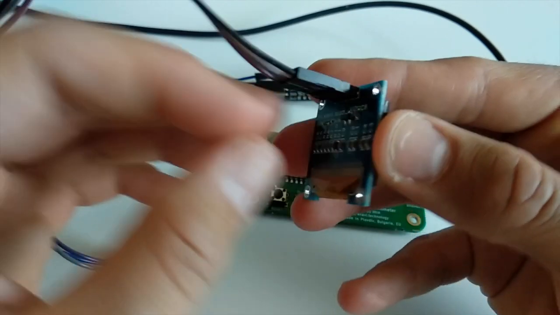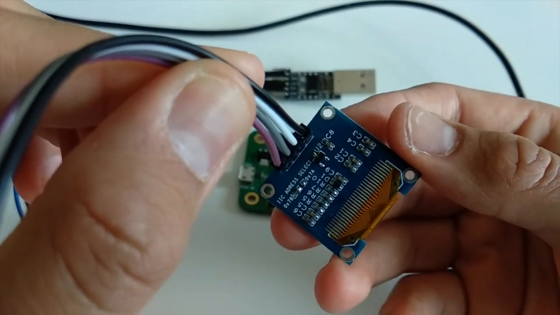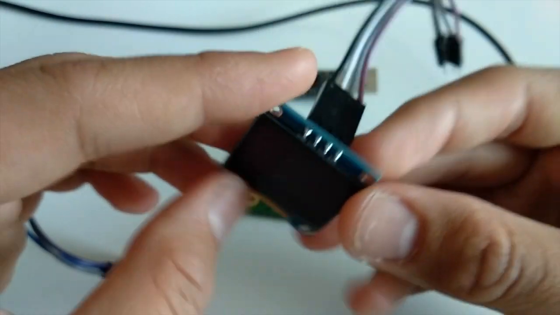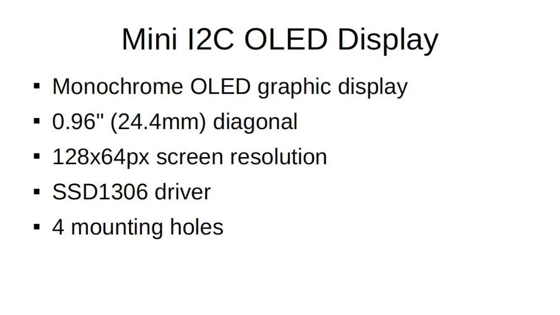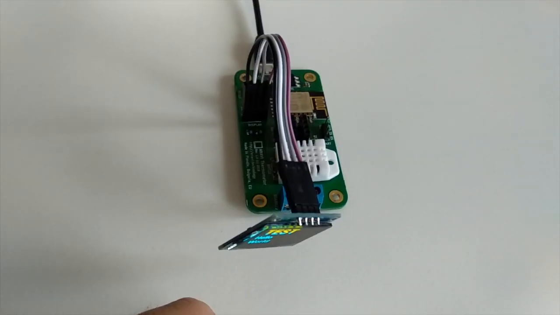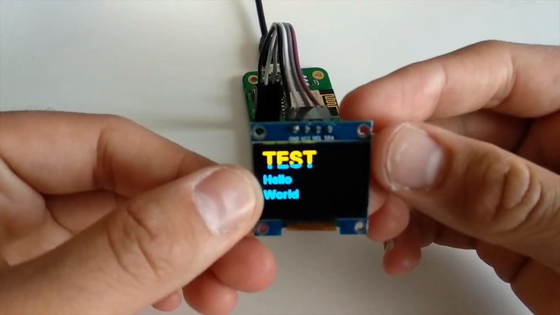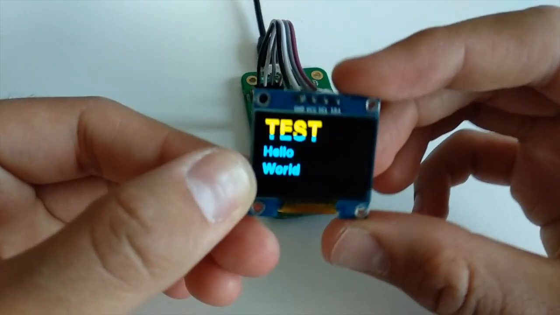Let's have a closer look at the display. It's a bit below 1-inch. There are 4 mounting holes. The screen resolution is 128 by 64 pixels. The driver is SSD1306. In this particular display model, the upper part of the screen is yellow and the lower is blue. You can find exactly the same type of display with only white OLED pixels. The usage is the same no matter what the color of the OLED pixels is.